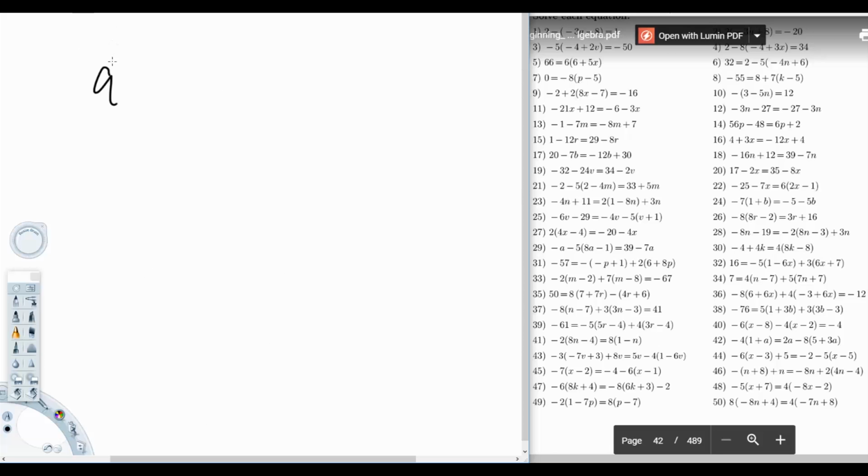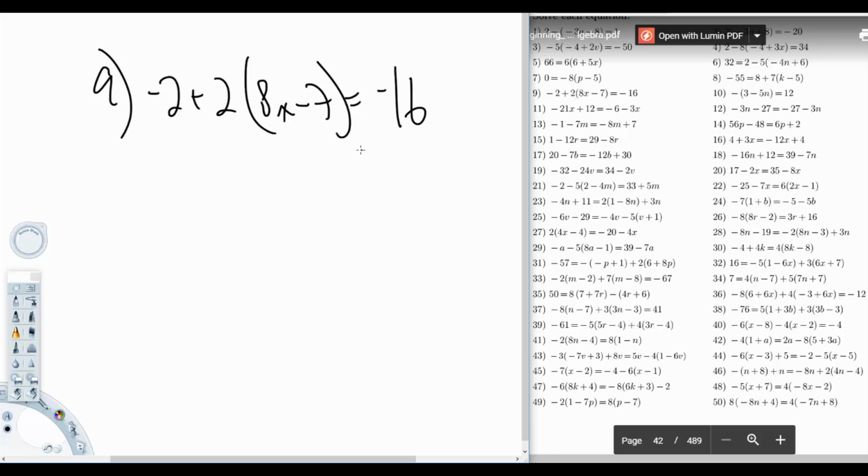Number 9. All right, negative 2 plus 2, 8x minus 7 equals negative 16. Okie dokie. Now, normally we're supposed to do what's inside the brackets, obviously. So 8x minus 7, we can't solve that. There's an unknown right here. So we cannot solve this problem. Anytime we're adding or subtracting, it has to be like terms or else it won't work. It's not the same thing as multiplying, where you can multiply unlike terms.